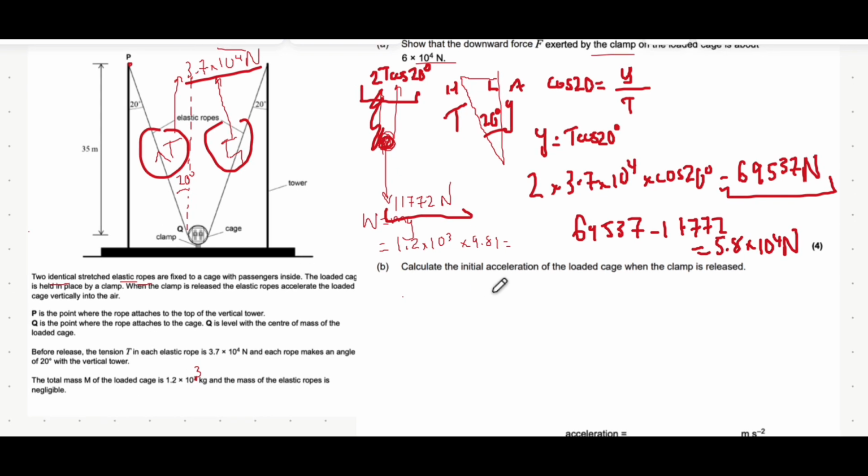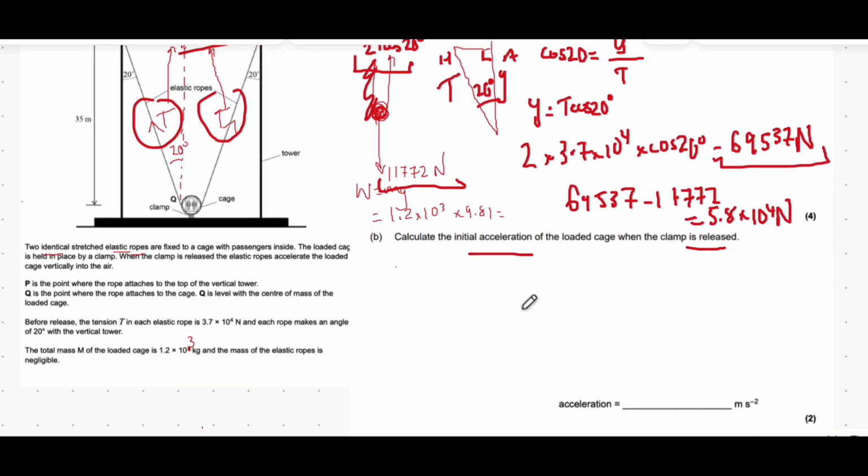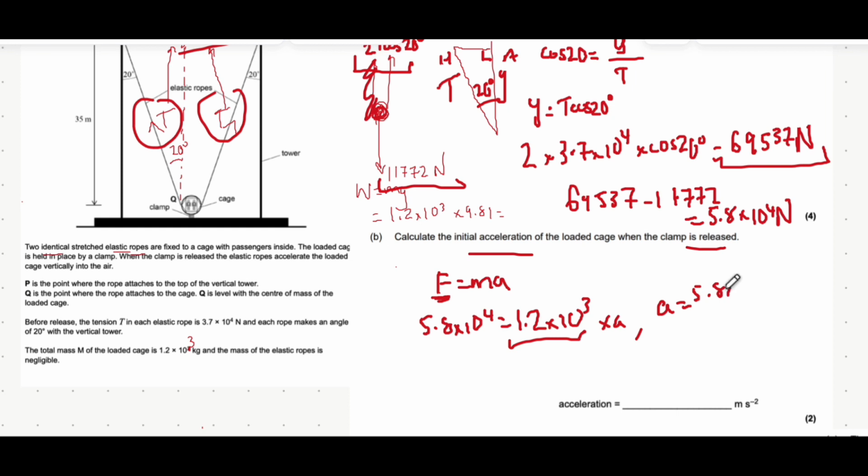It then tells you to calculate the initial acceleration of the loaded cage when the clamp is released. Well, straight off the bat, we know that F equals ma, but F always stands for resultant force, not just a singular force. We found that resultant force in the previous question, so we can make that resultant force 5.8 times 10 to the 4 equal to the mass of the loaded cage, which is 1.2 times 10 to the 3, multiplied by the acceleration that the loaded cage is offset with. Dividing both sides by this value here, we get the acceleration.